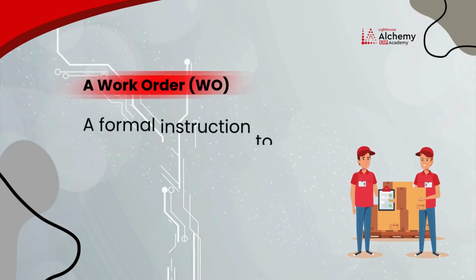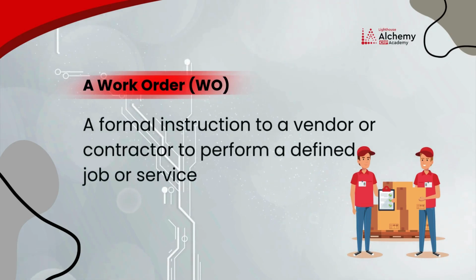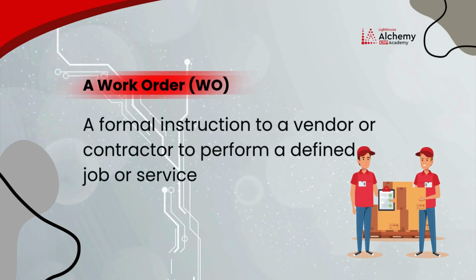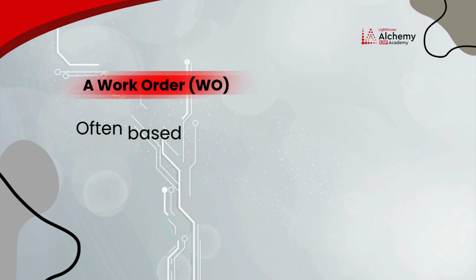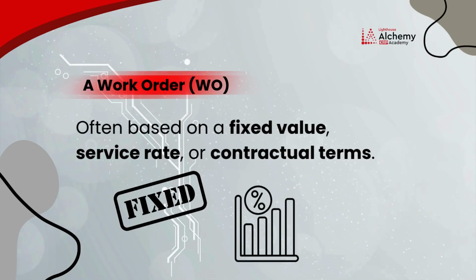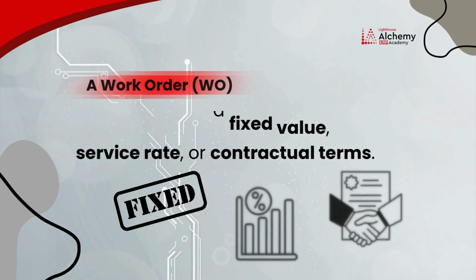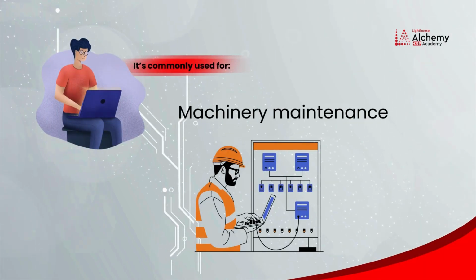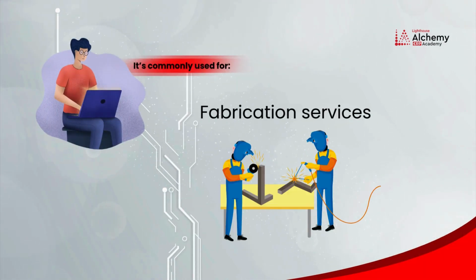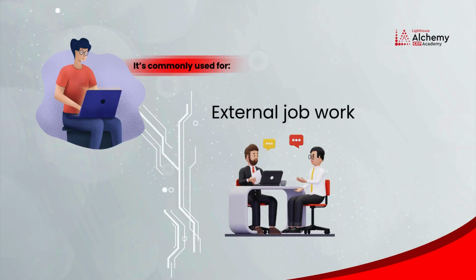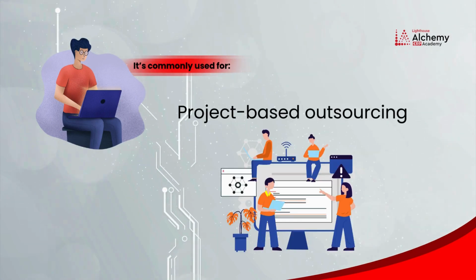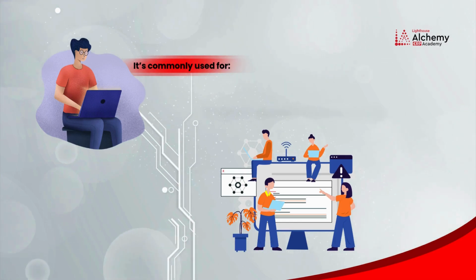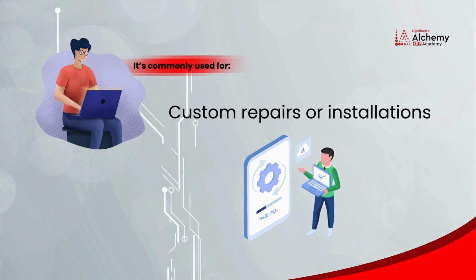A work order is a formal instruction to a vendor or contractor to perform a defined job or service, often based on a fixed value, service rate, or contractual terms. It's commonly used for machinery maintenance, fabrication services, external job work, project-based outsourcing, custom repairs or installations.